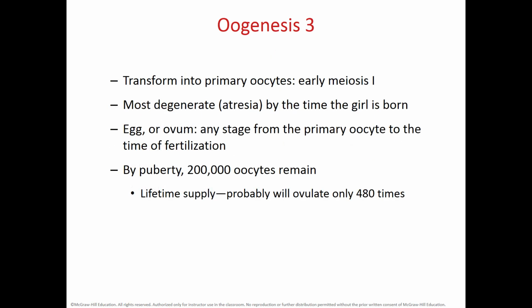Now, these oogonial cells will form primary oocytes in meiosis 1, but most of these primary oocytes will degenerate by the time that a baby girl is born, and then the eggs at any stage from primary oocyte to the time of fertilization will be around 200,000. Out of those 200,000, we ovulate only 480 times between, let's say, 13 years old up to 60 years old, if so much.